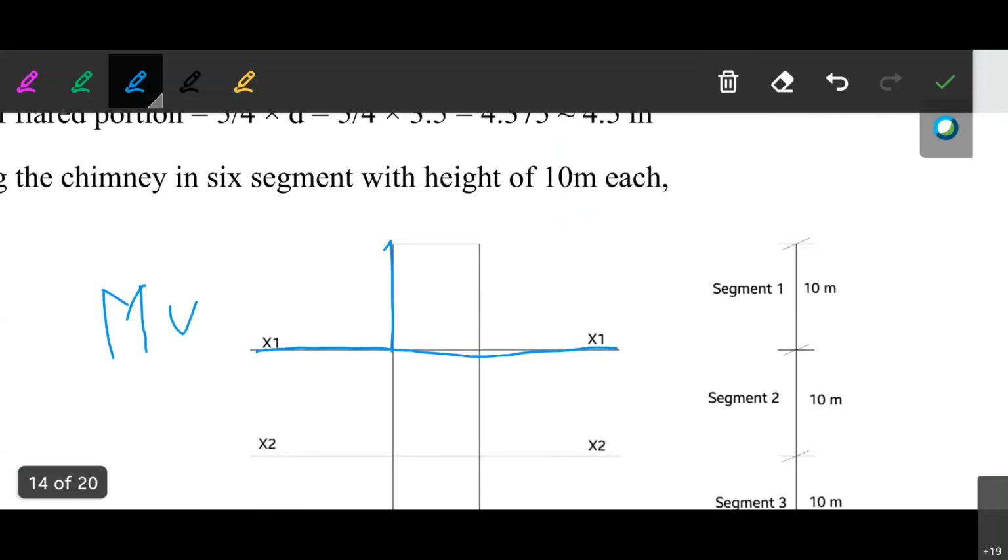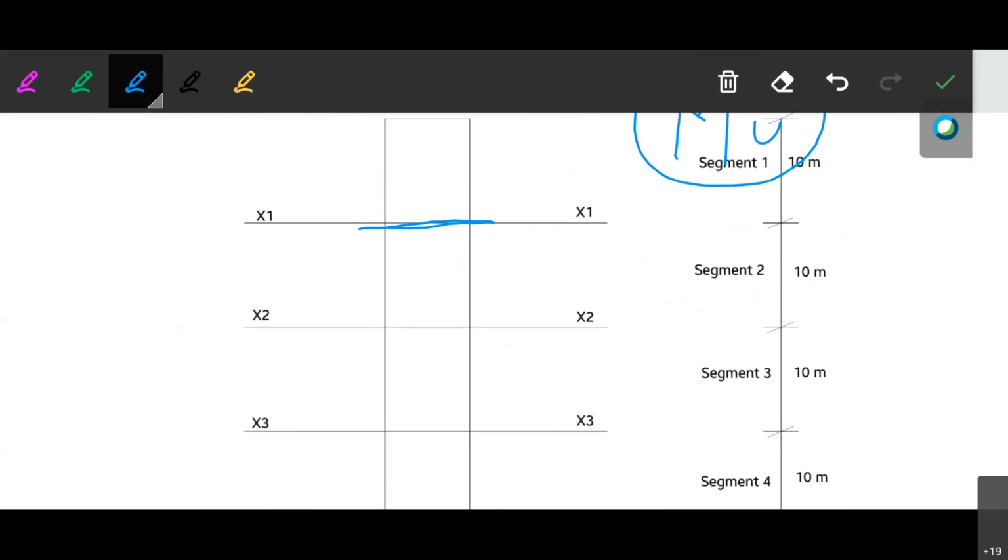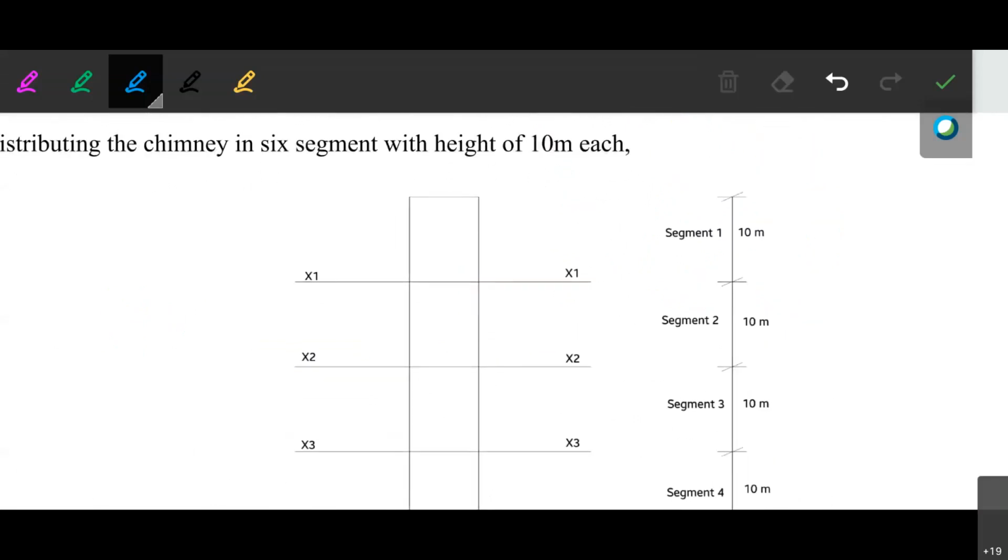For the bottom point of the first segment, at this particular point we have to calculate the moment due to the wind load. For the second segment, if you want to calculate the thickness of that particular chimney plate, again you have to calculate the moment at the bottom of it.